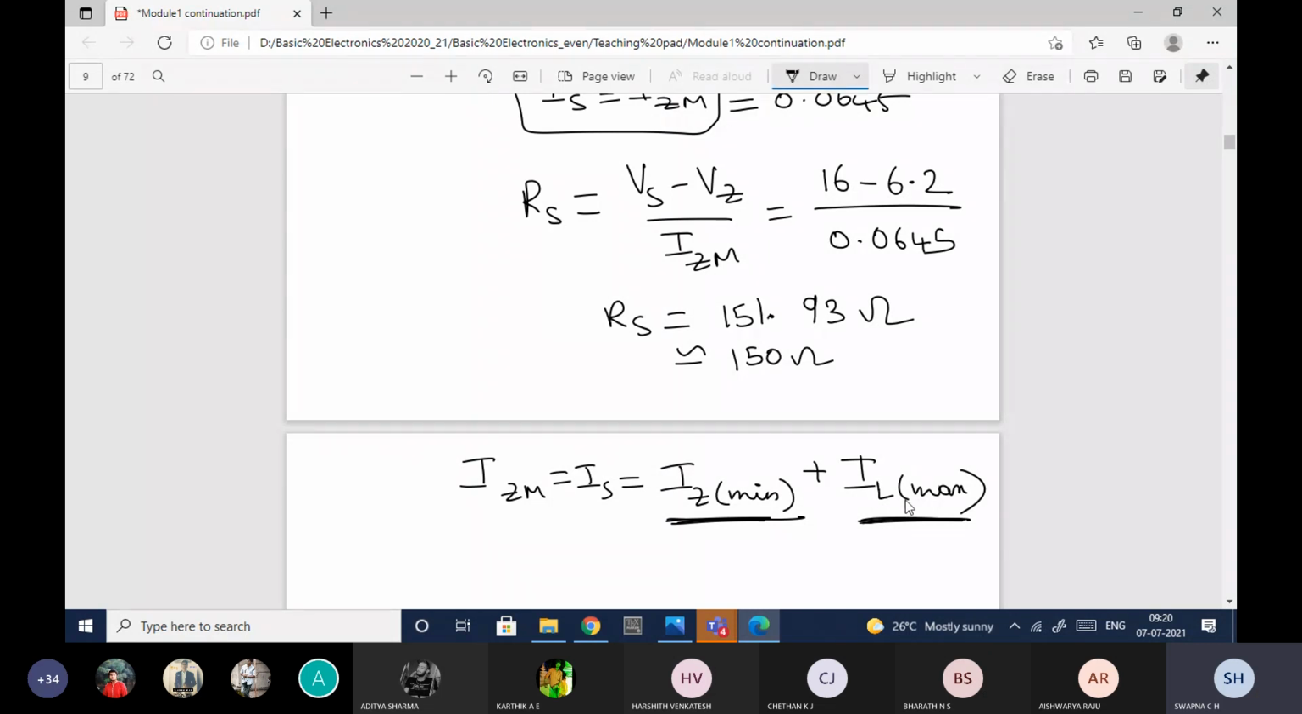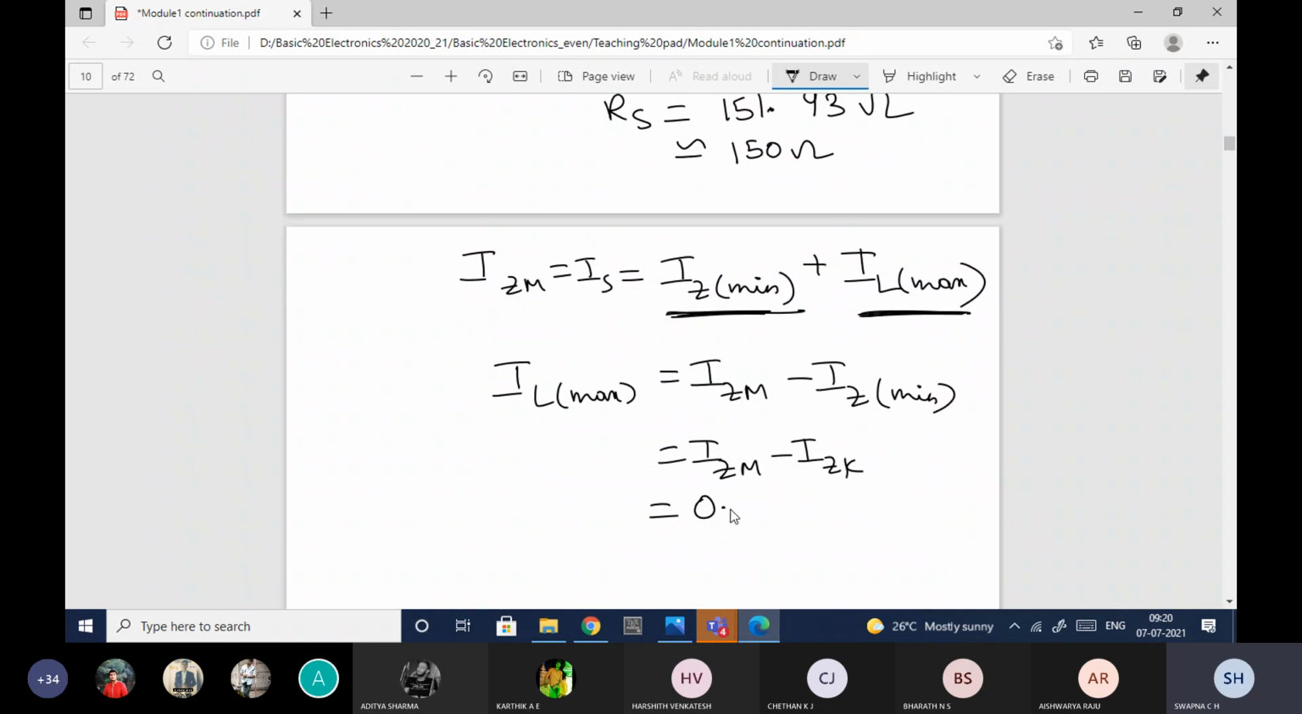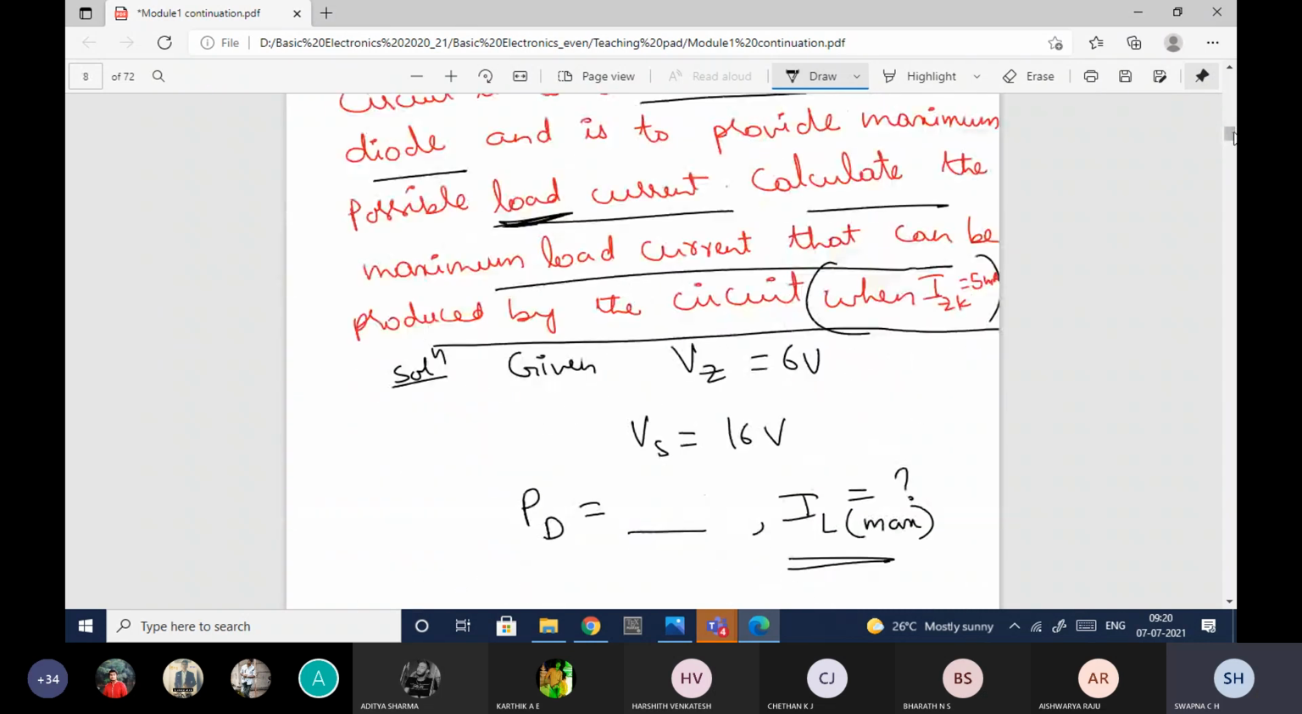IL maximum. Okay, so here what I need to find? I need to find IL maximum. So IL maximum is nothing but IZM minus IZ minimum. Okay, IZ minimum or IZK, both are same only. IZ minimum minus IZK. So IZ maximum we have got as 0.0645 minus IZK.